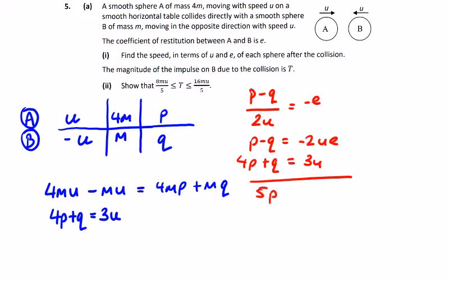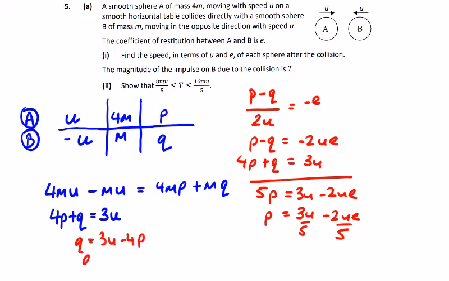So we end up with 5P is equal to 3u minus 2ue, which we'll factor out the u in a minute. P is equal to 3u over 5 minus 2ue over 5. And Q from this equation here, Q is equal to 3u minus 4P. So Q is going to be 3u minus 4 times this guy. So the terms will change signs. So that's 12u over 5, 4 of them, 12u over 5. And we have plus 4 times 2 is 8, so plus 8ue over 5.